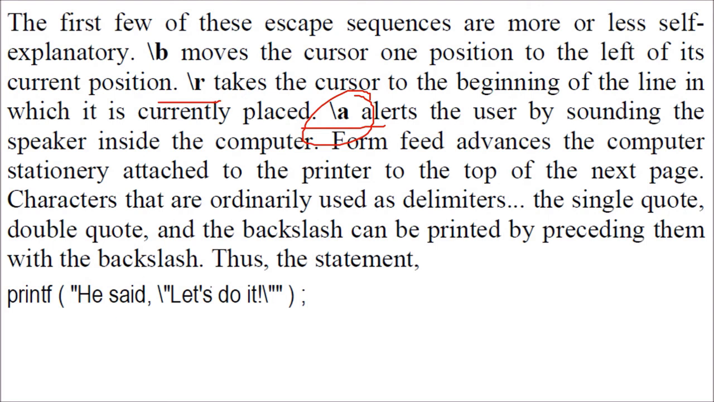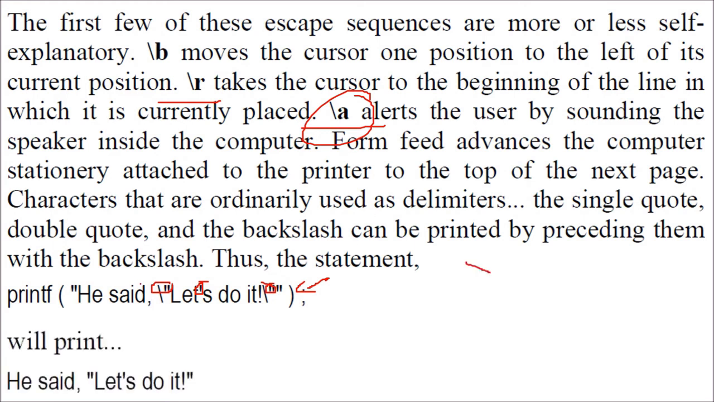Let us see an example. If you want to print this line, you have a single quote here, double quote here, double quote here. But double quotes cannot be printed like this. For that you have an escape sequence. So when you put this escape sequence here, and here, you will print the way you wanted, because otherwise, if you don't put the backslash, there will be an error.